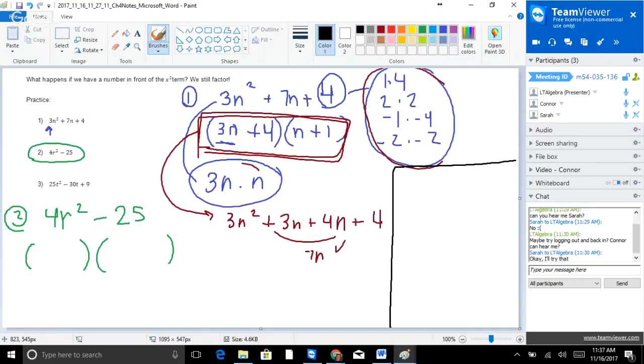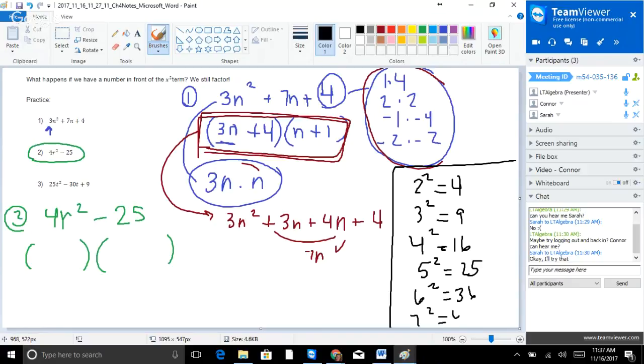Your squared terms are going to be really, really important to memorize when you do factoring. Even if you don't memorize them, it's really helpful to have a sheet sitting there with all of your squared terms. What I mean is just to know that 2 squared is 4, 3 squared is 9, 4 squared is 16, 5 squared is 25, 6 squared is 36, 7 squared is 49, and so on.